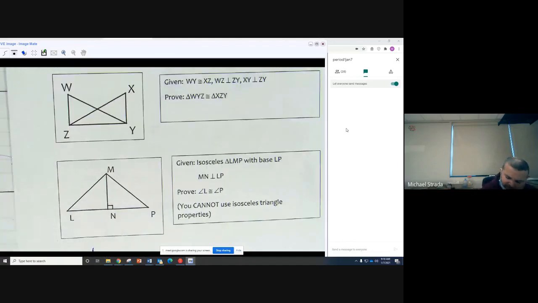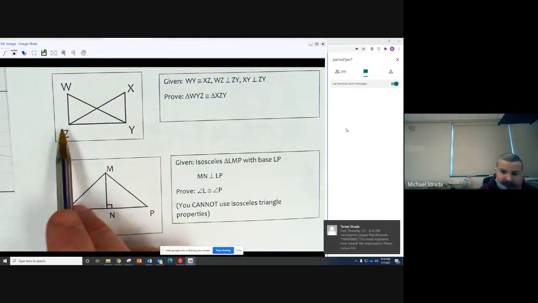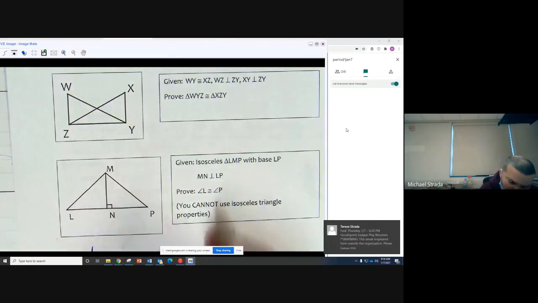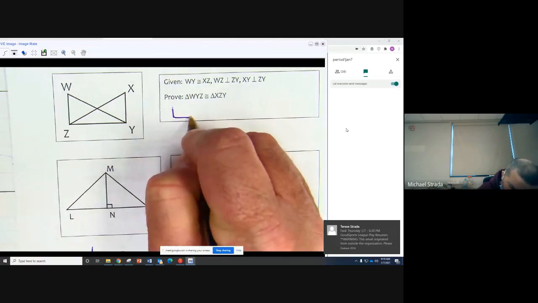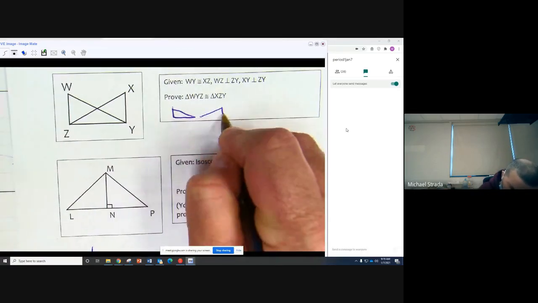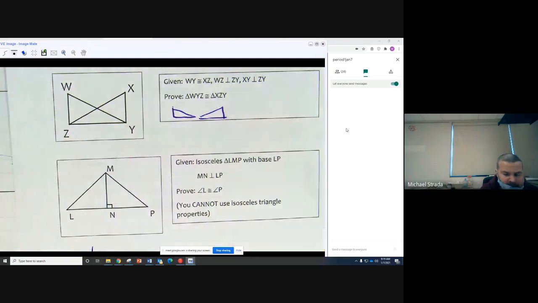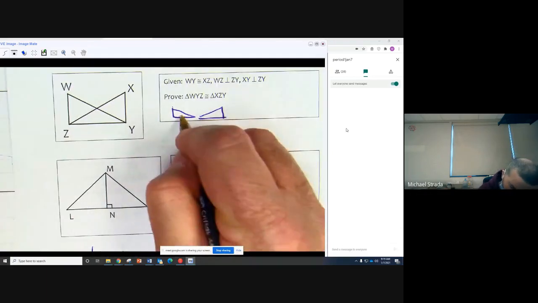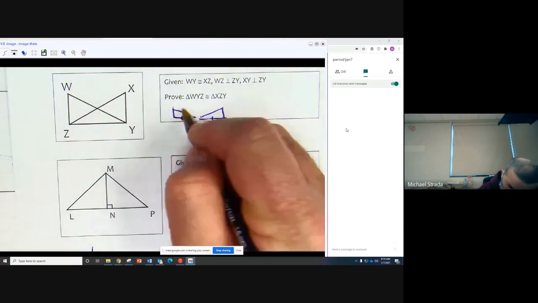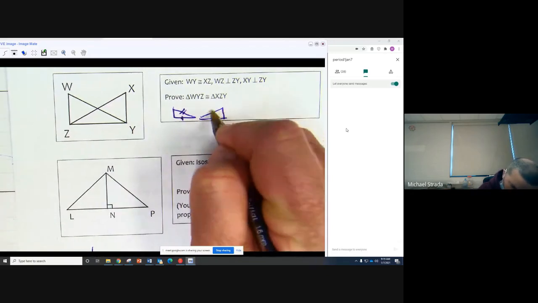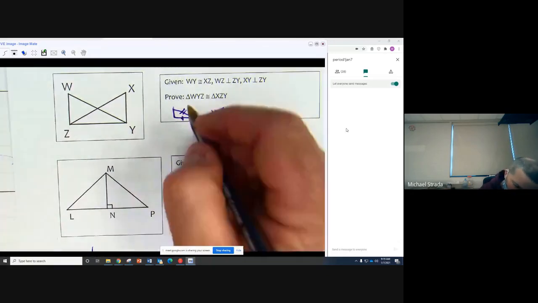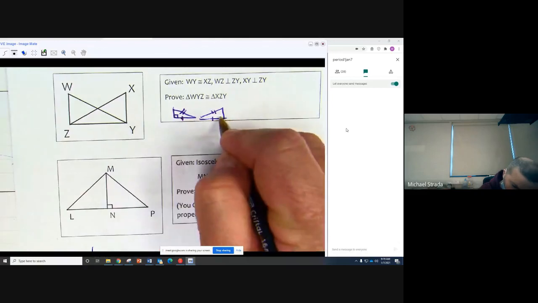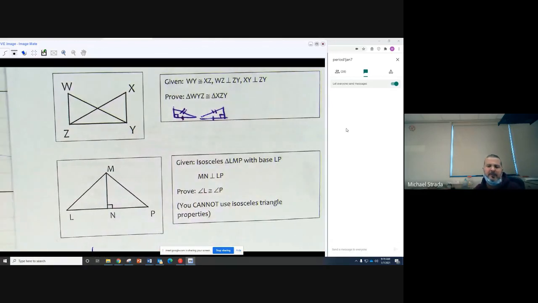All right. So given WY is congruent to XZ. All right, I'm going to sketch them out separately because this is an overlapping triangle example where ZY is the shared side. And then they tell me WY is congruent to XZ. And then they tell me that's perpendicular, so that's a right angle. That's perpendicular, so that's a right angle. Seems like a shining example of hypotenuse leg to me, so I'm good to go from that.